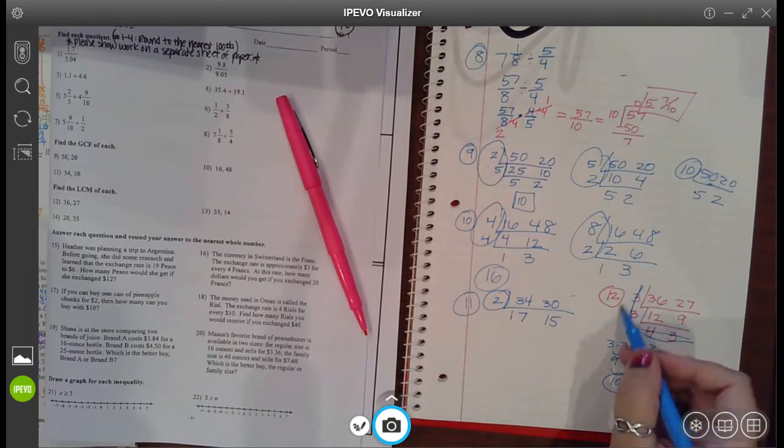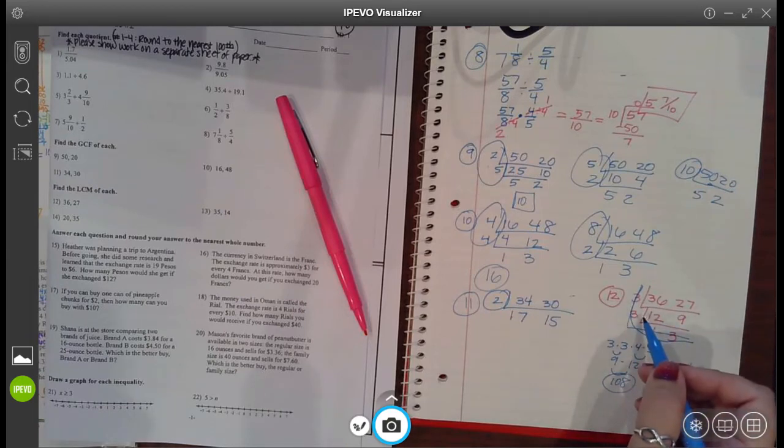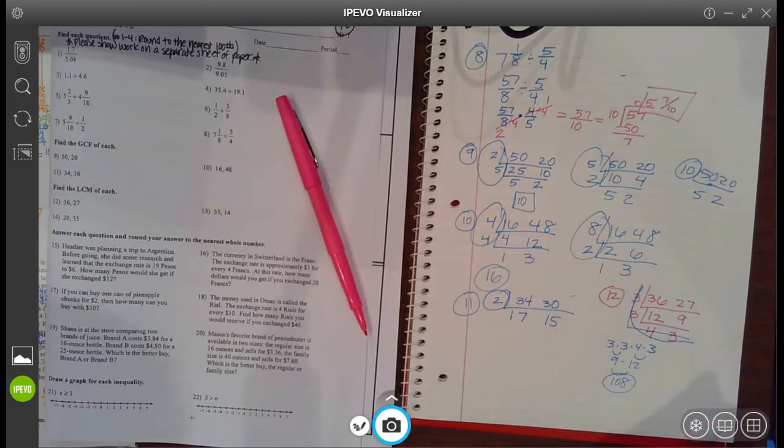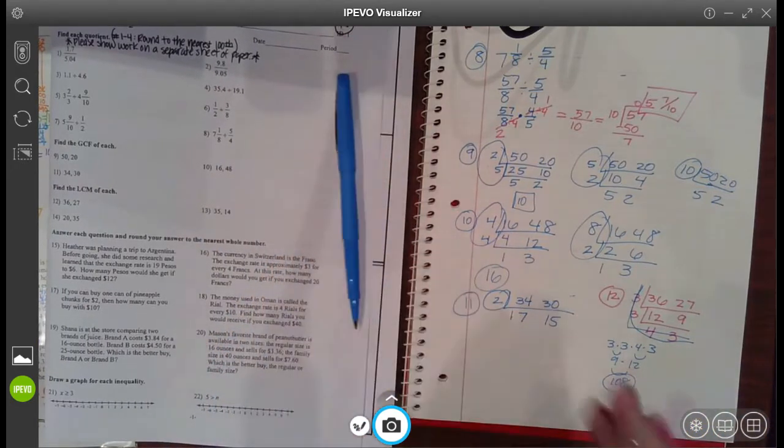The GCF is 9. 9 is the greatest number that can go into both 36 and 27, but the smallest number, LCM, that they can both multiply to become is 108. Okay, and that's the difference between those two things.